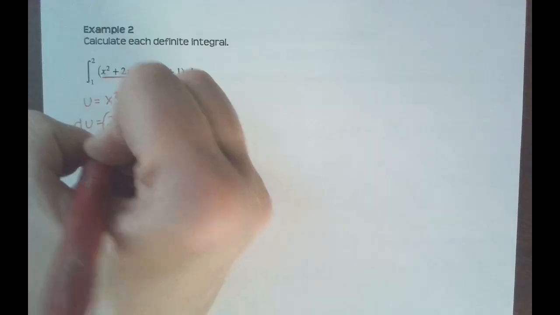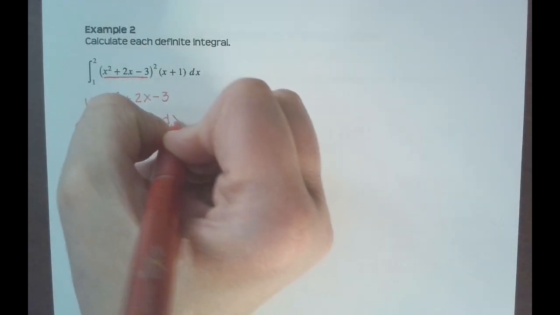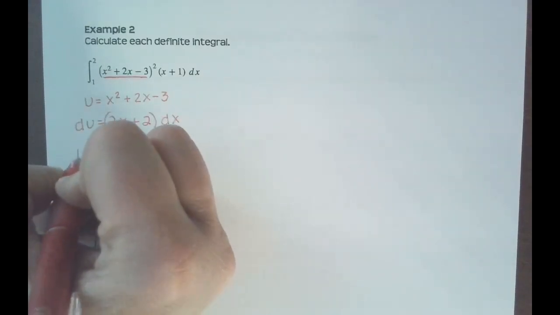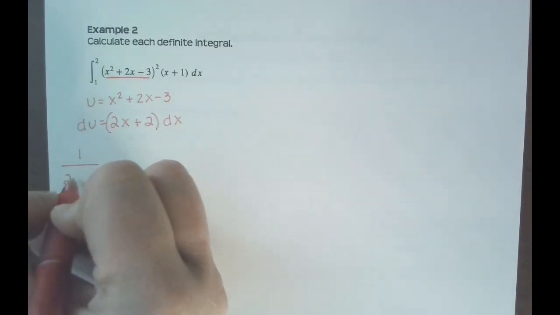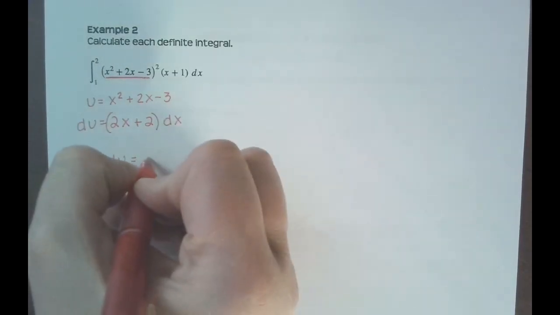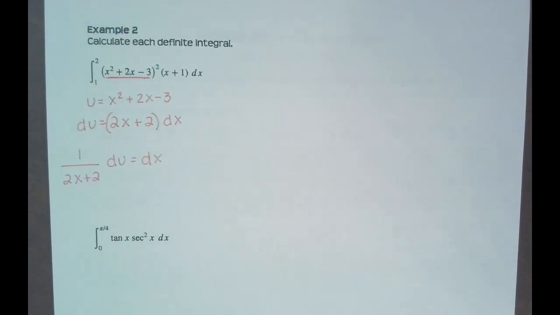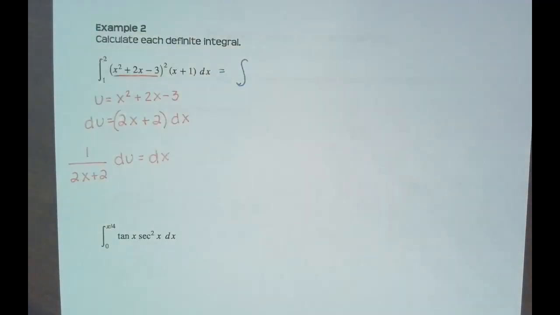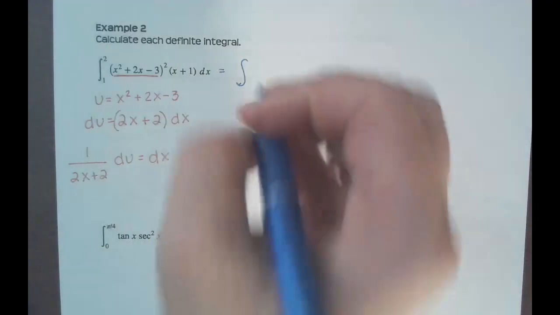Technically, that should be in parentheses because you're multiplying the whole thing by dx. And then when I move that to the other side, this becomes 1 over 2x plus 2 du equals dx. Okay, so that's that first phase, plugging in the u values. So now let's talk about rewriting the integral. If I rewrite this integral, and I'm purposely leaving out the 1 and the 2 for right now, we'll come back and talk about those in a second. But this thing that's underlined, I get to replace that with u.